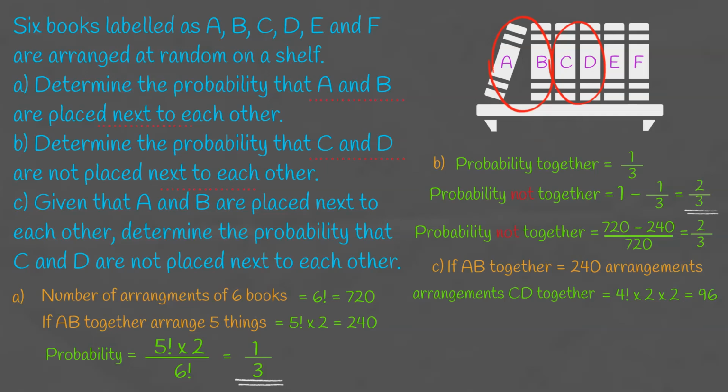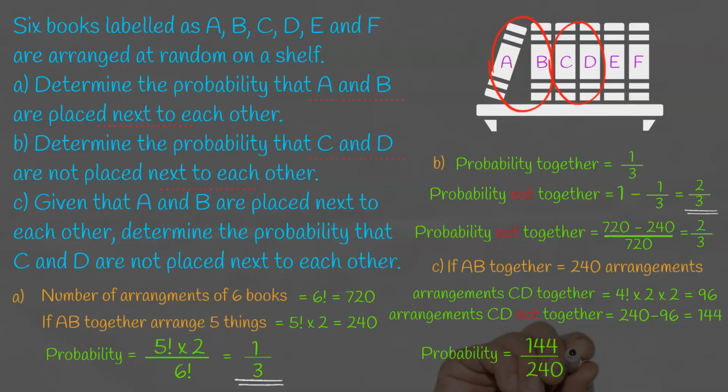This gives us 96, which means the arrangements where C and D are not together is 240 take away 96, so 144. So the probability is 144 over 240, which is 3 over 5.